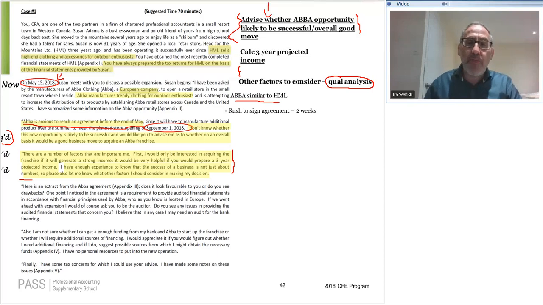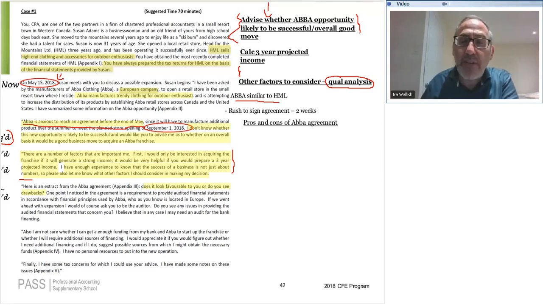Okay, let's continue, guys. So notice that we picked up 2 qualitative points already. Let's continue reading. The next paragraph says, here is an extract from the Abba Agreement. Once again, they refer to an appendix. I don't read that right now. I'll wait till I get to it. Does it look favorable to you, or do you see drawbacks?